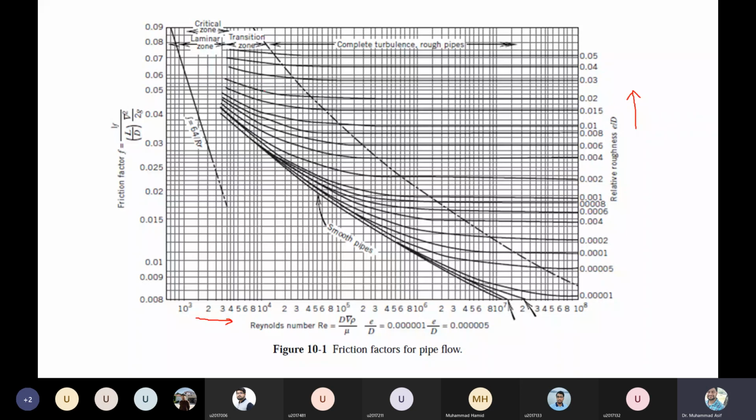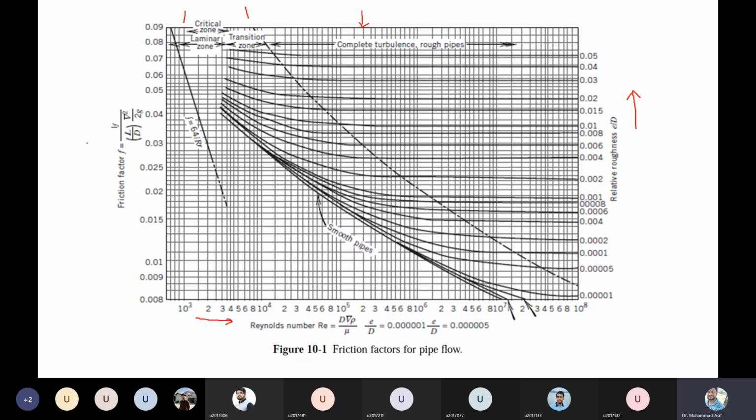And there are different lines. For example, this is for the smooth pipe where you have the low value of the relative roughness, and as you move upward, you have the rough pipes, right? There is a range for the laminar zone, transition zone, and then the turbulence zone. So depending upon the value of the Reynolds number, you can have different types of flow.